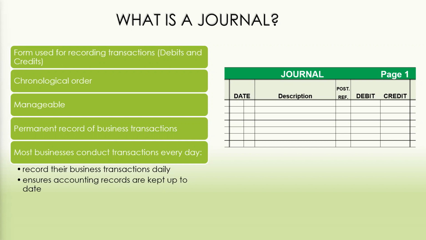Journals are more manageable and provide a more permanent record of the business transactions. This would be compared to T accounts, where T accounts can get pretty long and tedious, so we use a journal. Since most businesses conduct transactions every day, they usually record their business transactions in their journals on a daily basis. This process of journalizing helps make sure you are recording transactions. It ensures that the accounting records are kept up to date.